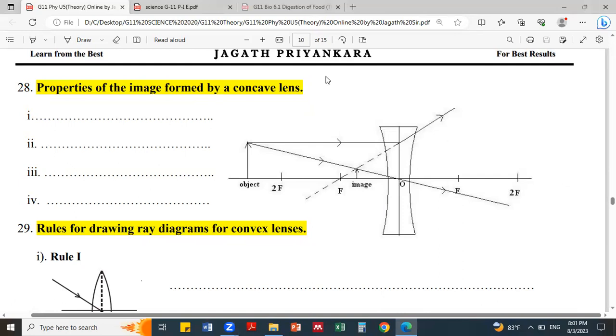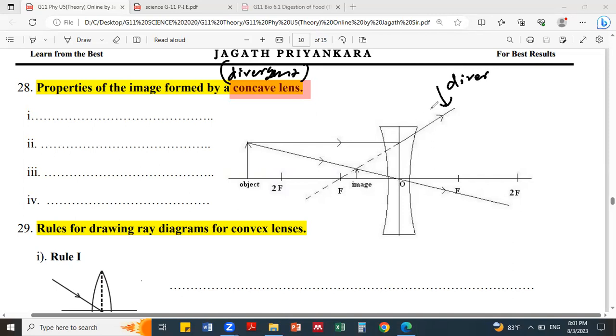Actually, for a concave lens, there is only one ray diagram. If you want to highlight that, concave lens, only one ray diagram. It's the same as the convex mirror. The side mirror also has one ray diagram. The side mirror is what? A divergent mirror. This is also a divergent lens, because light rays get diverged. Look here, a divergent lens.